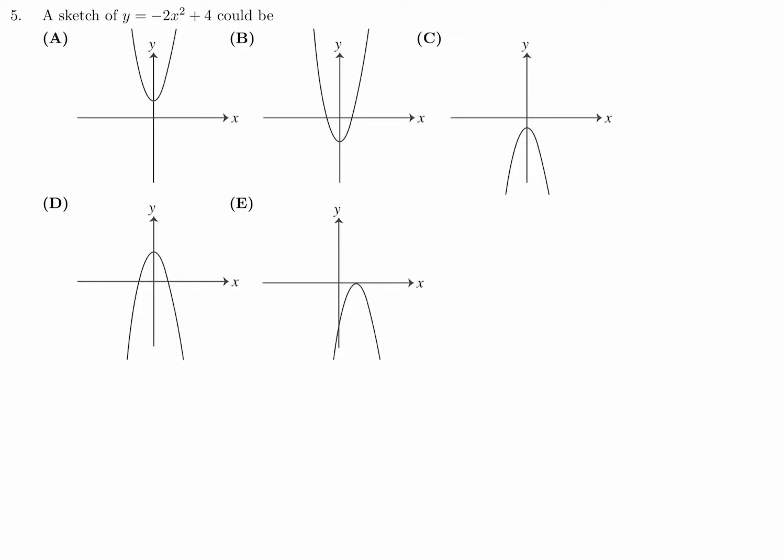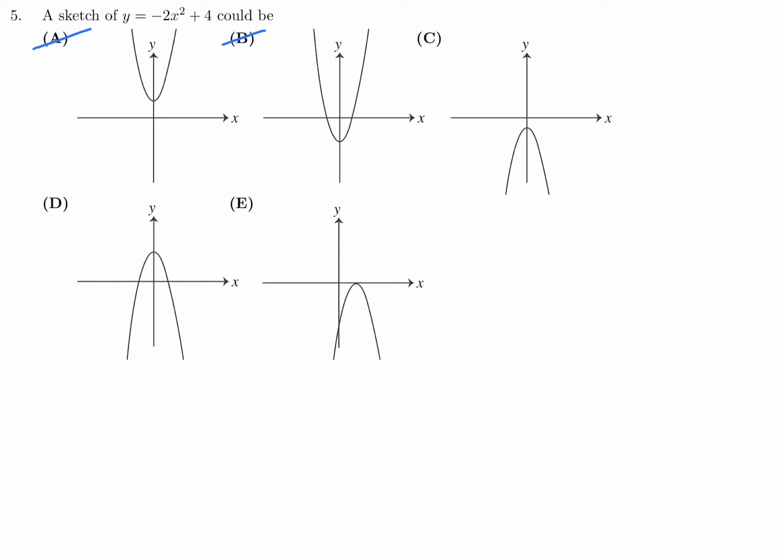A sketch of y is equal to negative 2x squared plus 4 could be. Okay. Well, first thing you notice is the coefficient in front of that x squared is negative. So that means the parabola points downward like that. So that immediately eliminates A and B.